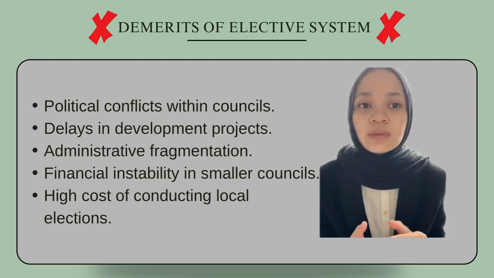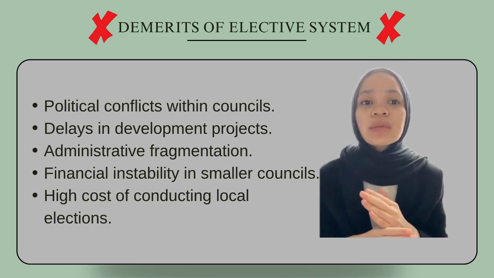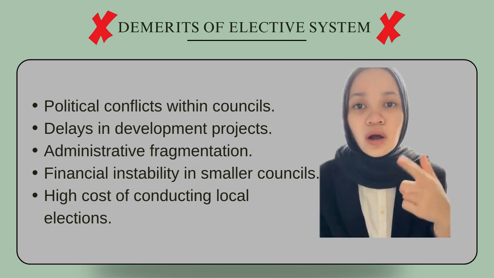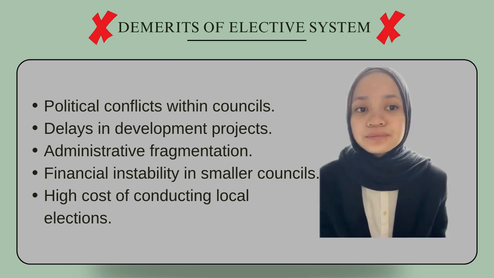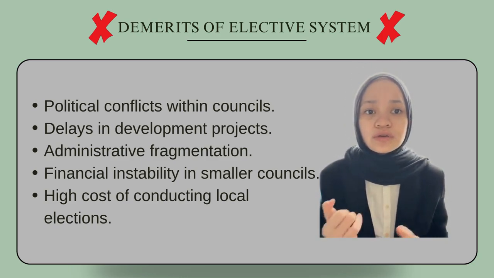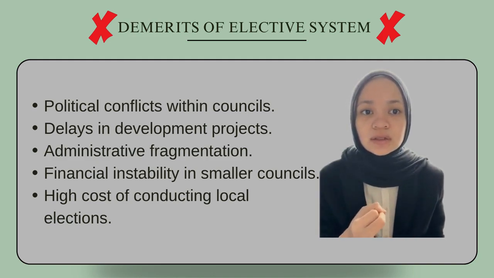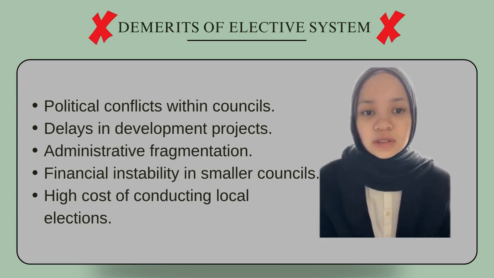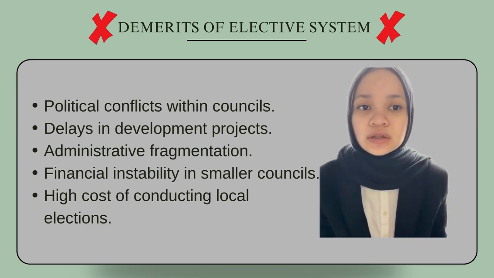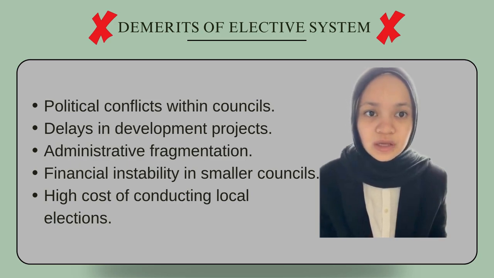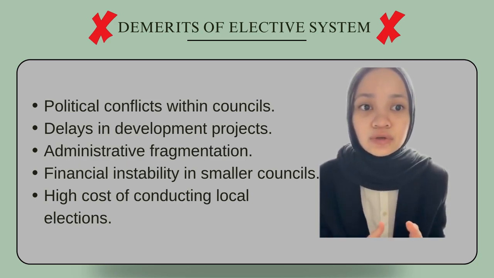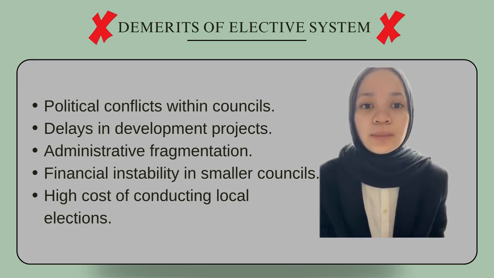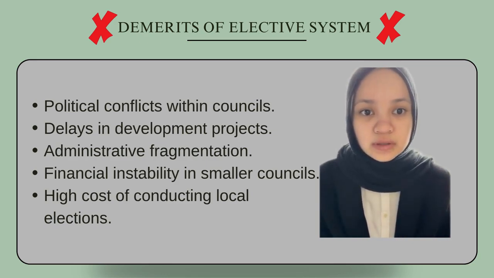Next, delay in development projects. Political disagreement between the local council and higher levels of government often delayed development projects, because road repairs, drainage upgrades, and waste management improvements could take longer to be completed. The third is administrative fragmentation. Different local authorities had different roles and levels of resources, which led to unequal public services in different areas.